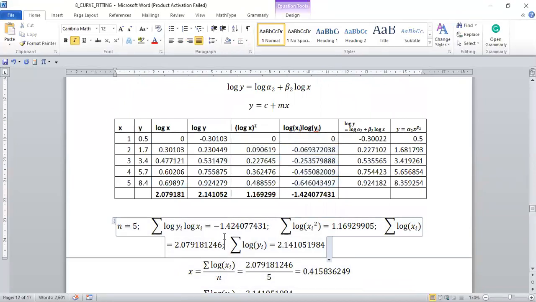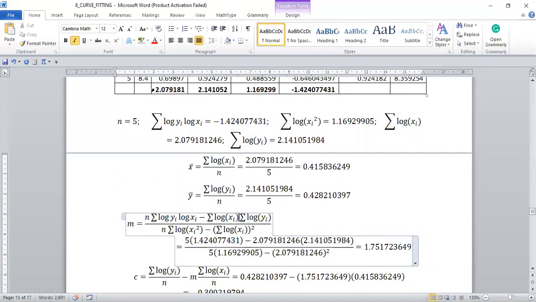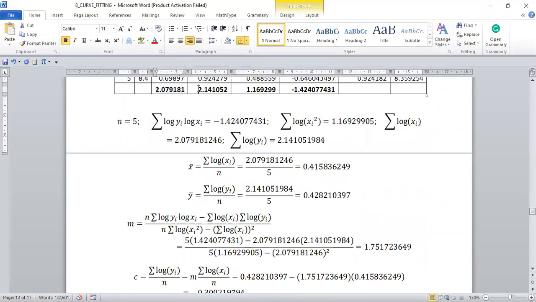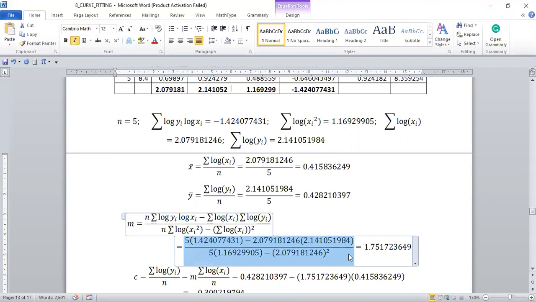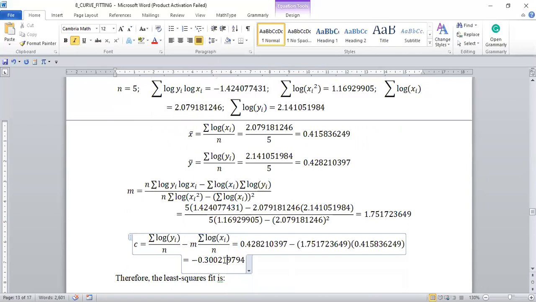So these are the values we arrived at. When we put all of these values together: this is the sum of log x, this is the sum of log y, this is the sum of log x squared, and this is the sum of log y squared. When we put it into this equation, we arrived at the slope given by this. Then for c, we need to get the mean of y and the mean of x, then the m we got here, we put it here, and we arrive at the intercept. So it turns out that this particular slope and this particular intercept give you a straight line through the data.